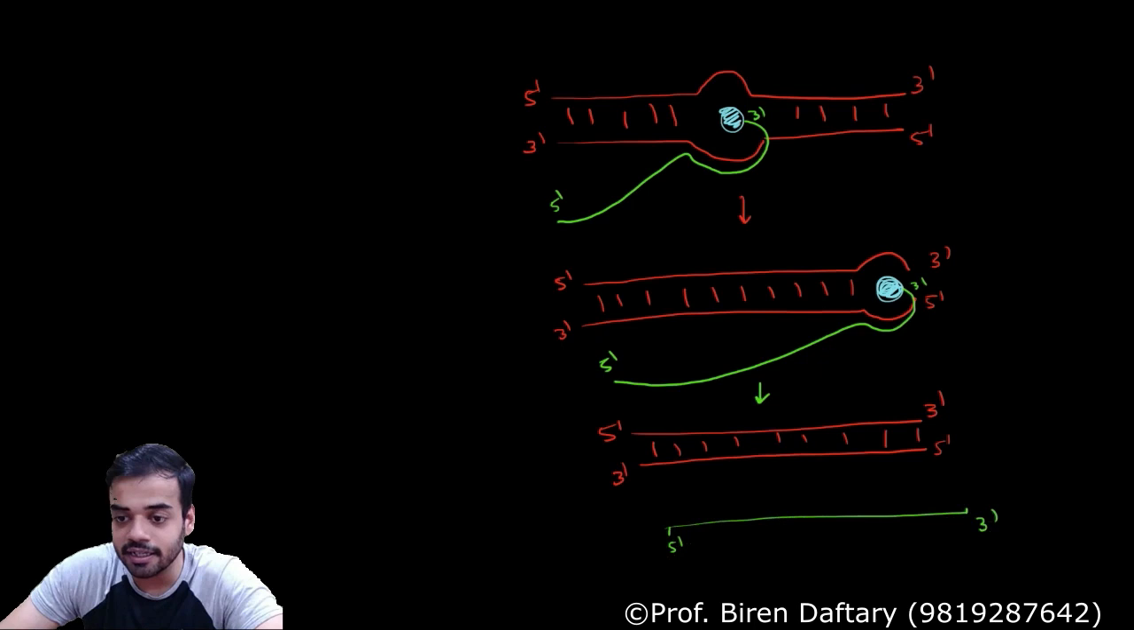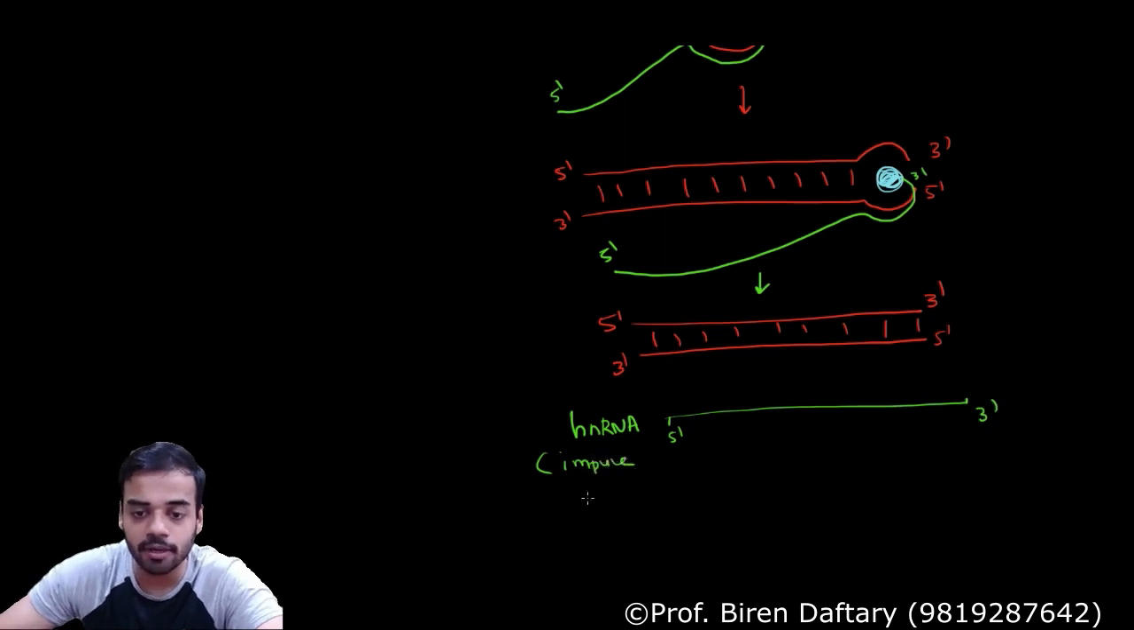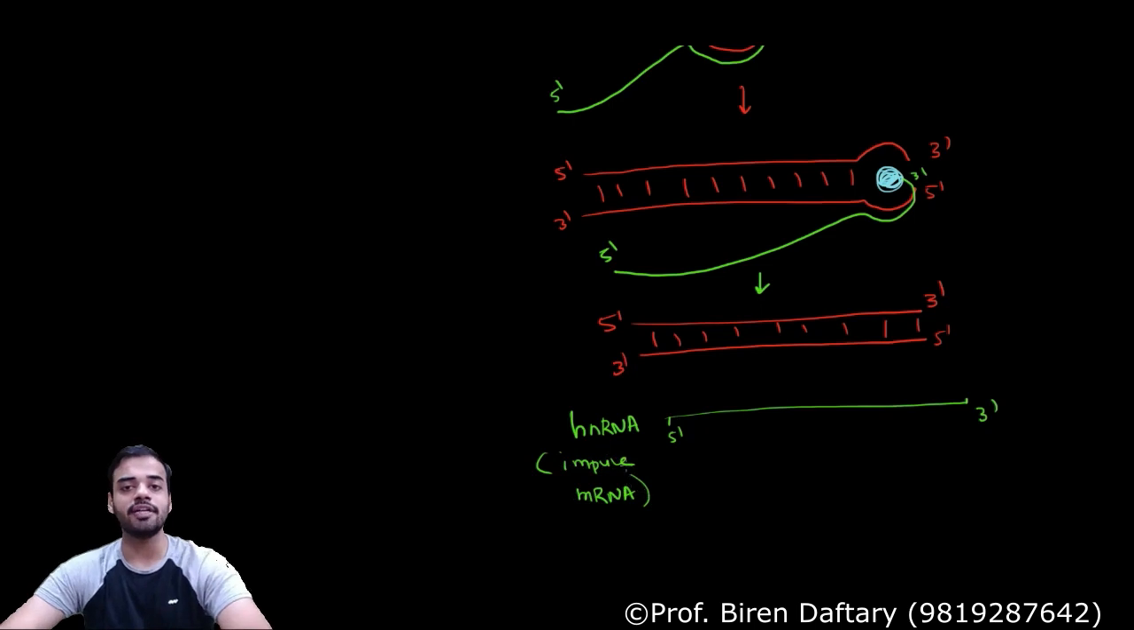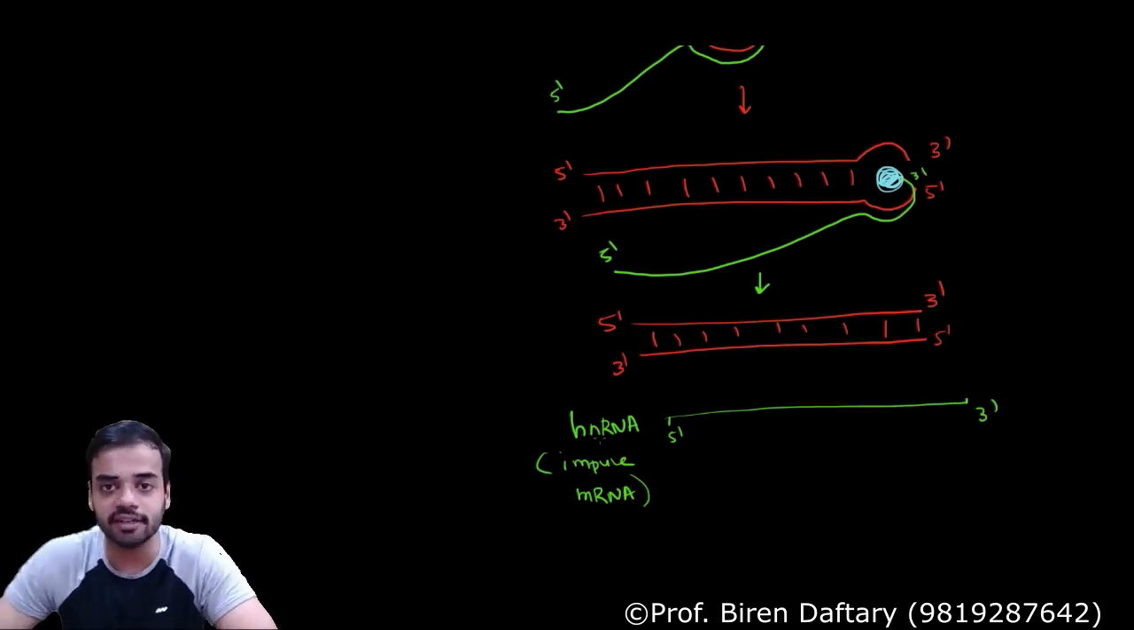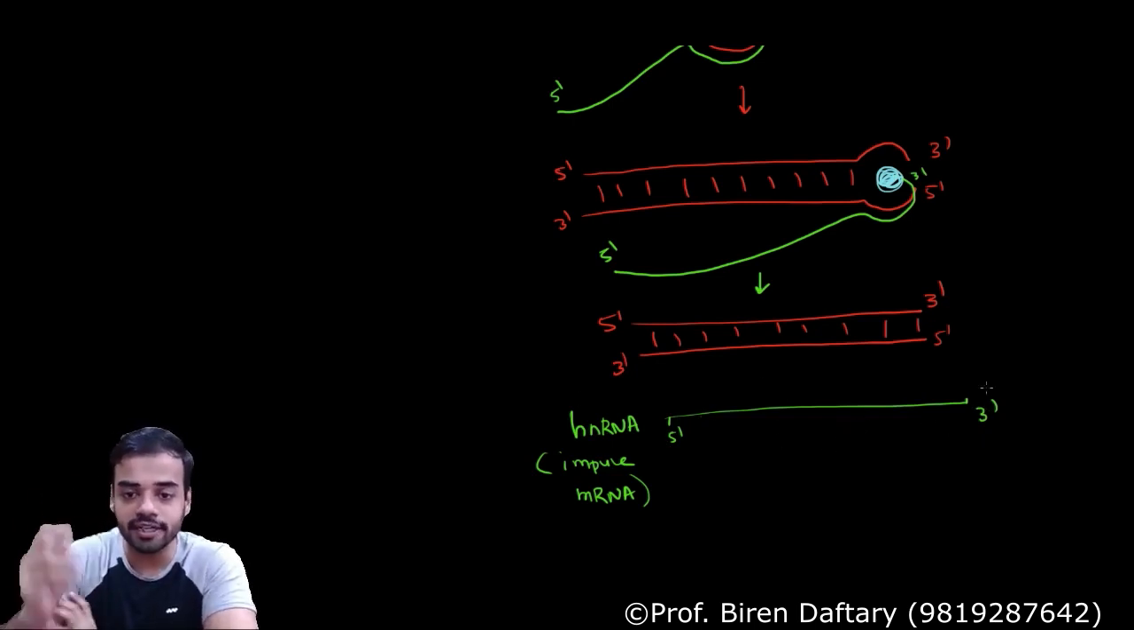Now this mRNA is also called heterogeneous nuclear RNA. It is also impure mRNA. So rather than using the word impure mRNA, we can call it heterogeneous nuclear RNA because it is produced in the nucleus. Now why is this impure? Because this RNA has got 2 areas.